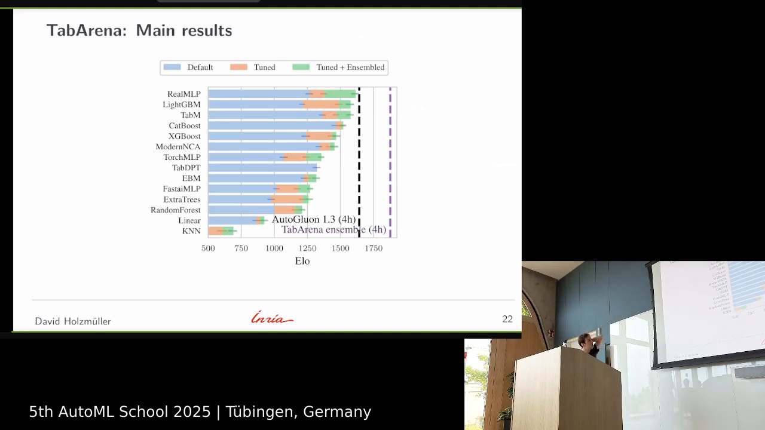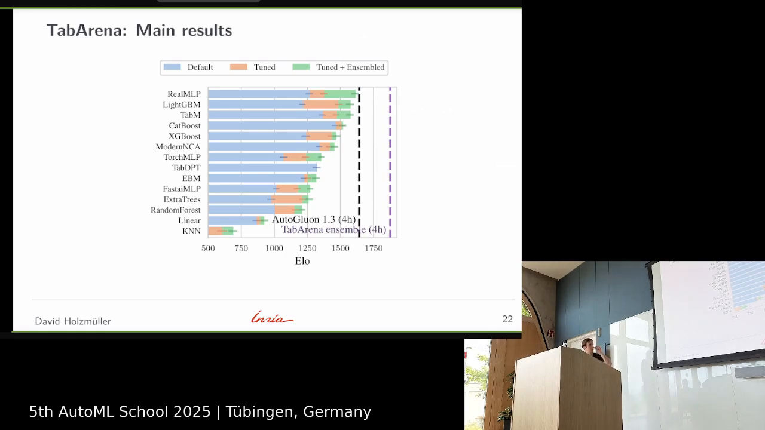So these are the main results in TabArena. For each method, we have 3 variants: default parameters, tuned hyperparameters with 200 steps of random search, and with this ensembling. And you see it can make quite a difference in the overall Elo if you do the ensembling or just the tuning.